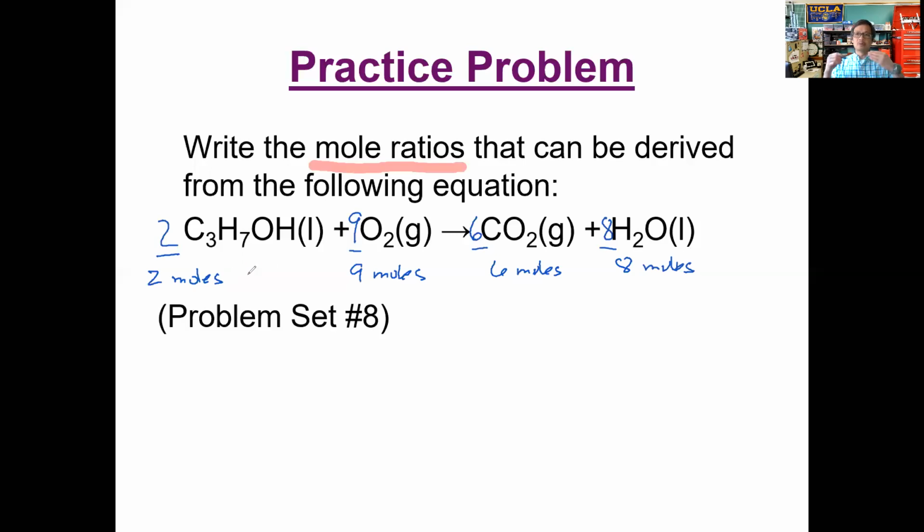From the balanced equation, we were saying that if we start out with 2 moles of propanol and we have 9 moles of oxygen to mix in with this 2 moles of propanol, we will obtain 6 moles of carbon dioxide and 8 moles of water. And that's what we learned last week, and at the beginning of this chapter: using the balanced equation in order to obtain the amounts of each reactant and each product in moles.